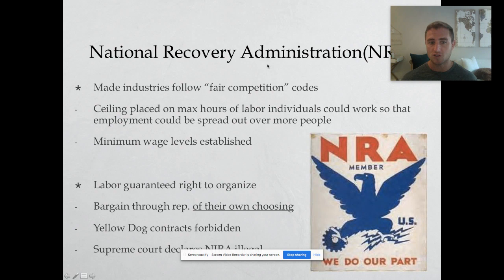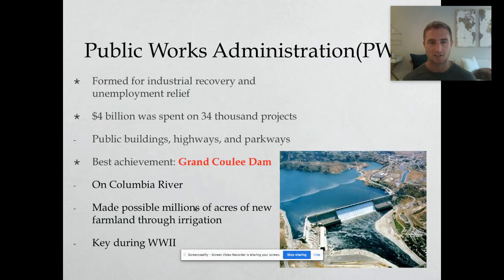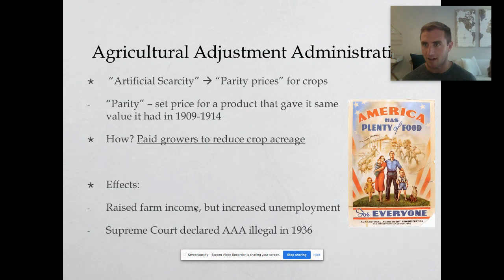One of the things the NRA also did was try to protect labor, and FDR is definitely going to try to protect labor in his New Deal laws. Labor was guaranteed the right to organize. They can bargain through a rep of their own choosing. Yellow dog contracts are forbidden. Yellow dog contracts mean anti-labor contracts. The Public Works Administration, another make-work organization, had $4 billion to build new projects: public buildings, highways, parkways, and again, another federal bureaucracy here.